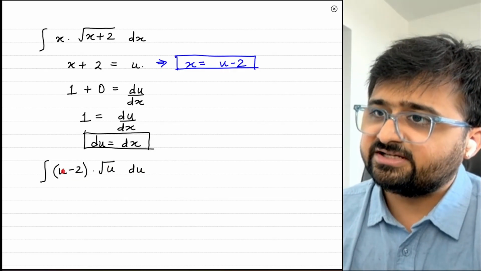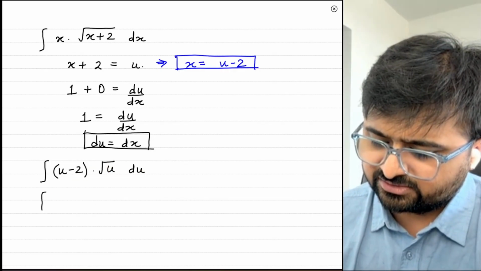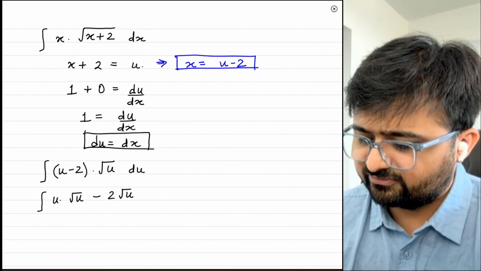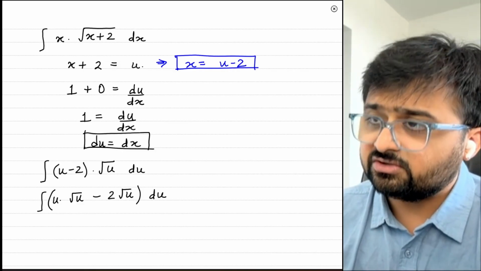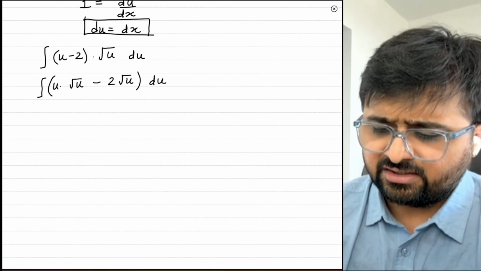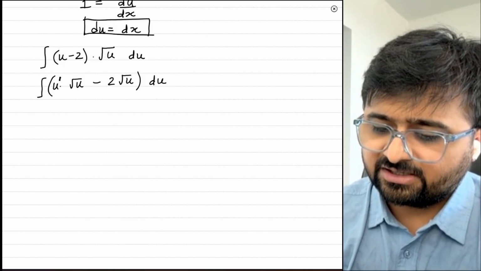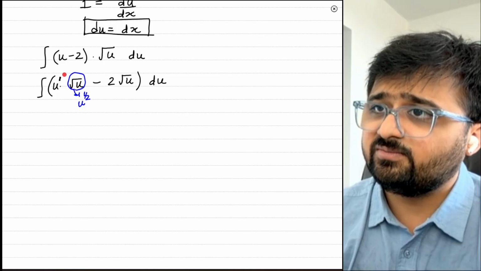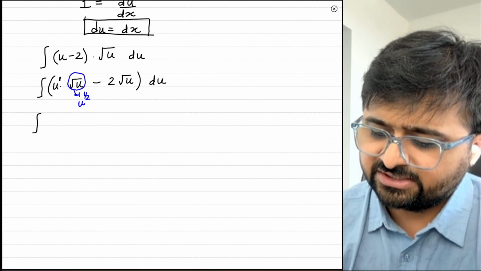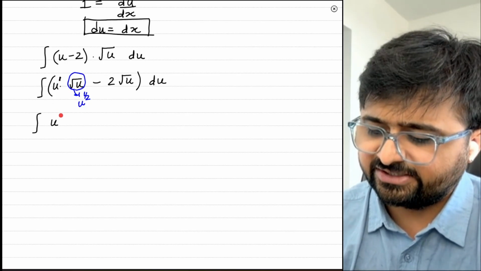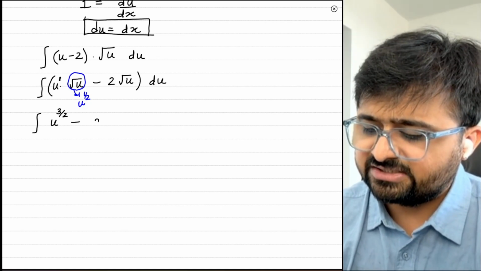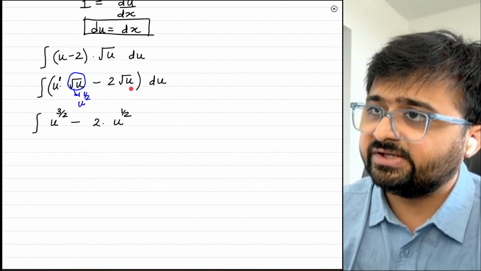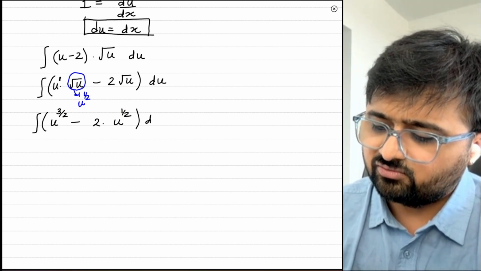Now what you can do, just multiply that square root of u inside of that linear term. So you have u square root of u minus 2 square root of u with respect to u. I hope that makes sense so far. We can use the law of exponents here. This is nothing but u to the power 1, and the square root of u is nothing but u to the power half. Now because the base is same, we can add up those powers. So this will become integral of u to the power 1 plus 1 by 2, which is 3 by 2, minus 2 u to the power 1 by 2, because that square root can be written as power 1 by 2, with respect to u.